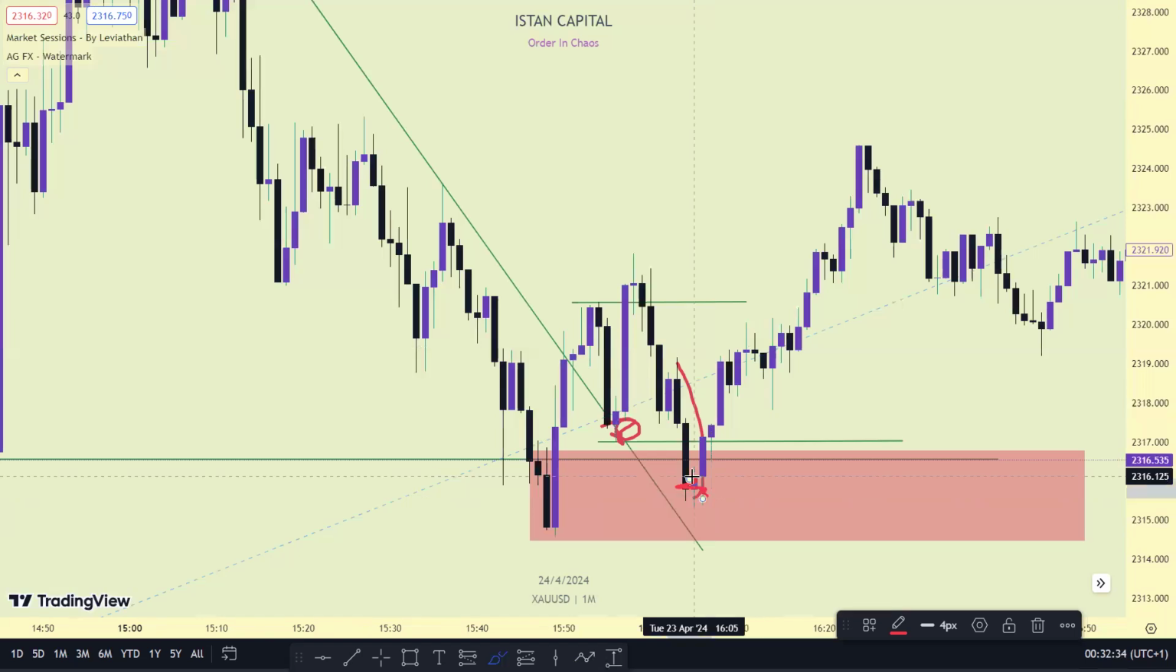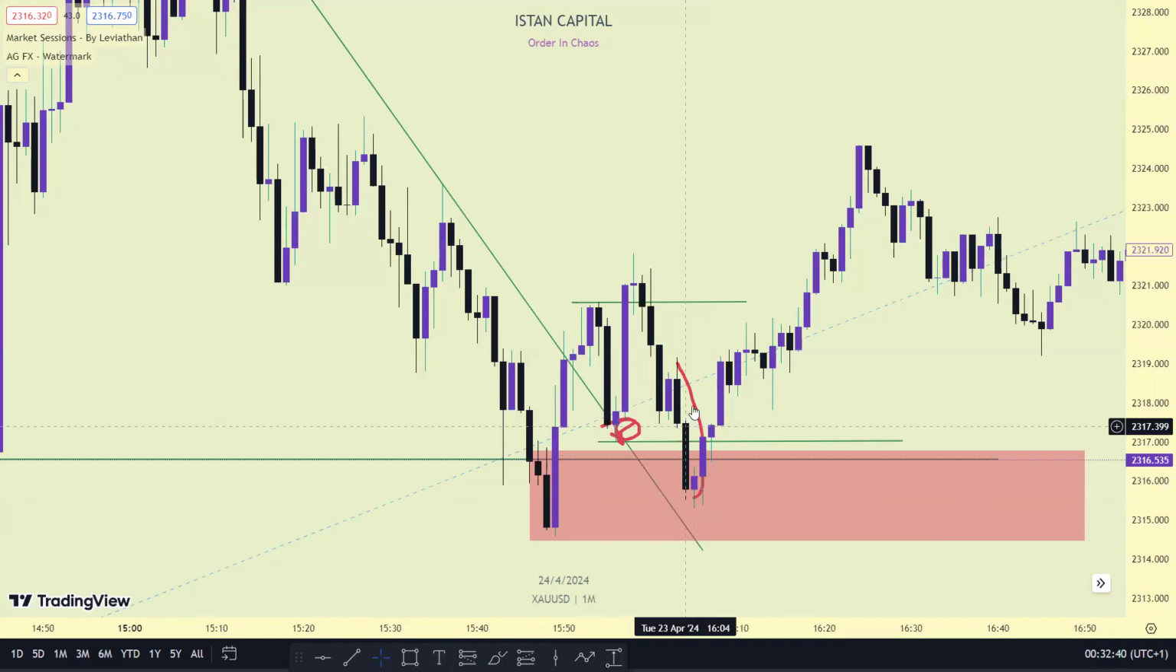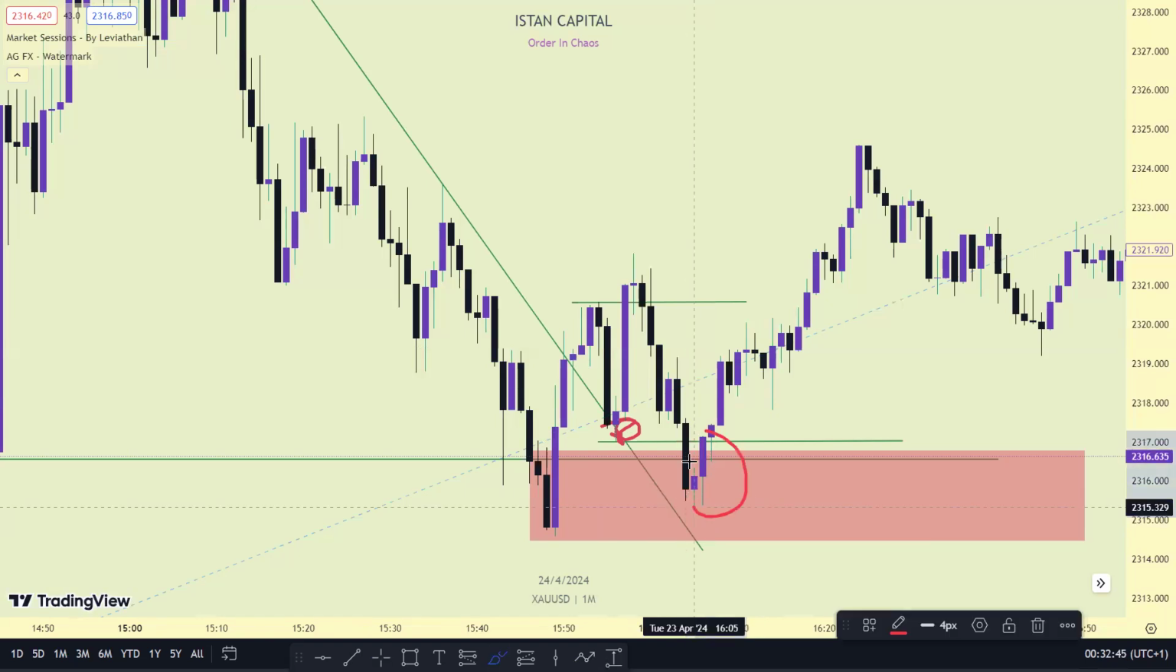I got more confidence on the buy with this pin hammer right here, this candlestick. So I got more confidence in my trade and I let the trade run. I let the trade run and I got around 100 plus pips on this trade using gold.